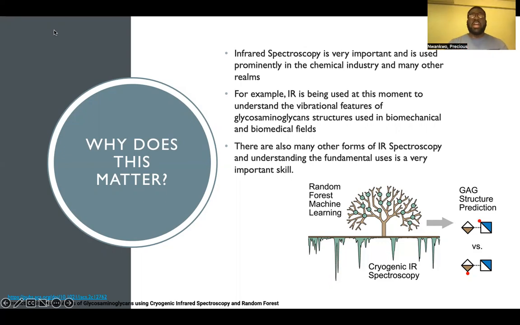There are many other forms of IR spectroscopy. Understanding the fundamental uses and the fundamental ways to take and analyze the data that can be received from IR is a very important skill and can be used in many other fields. As you can see in the picture in the bottom right corner, we have the GAG structure, or the glycosaminoglycans. They have a predicted structure based on the cryogenic IR spectroscopy that they received. And that's what they're using now.